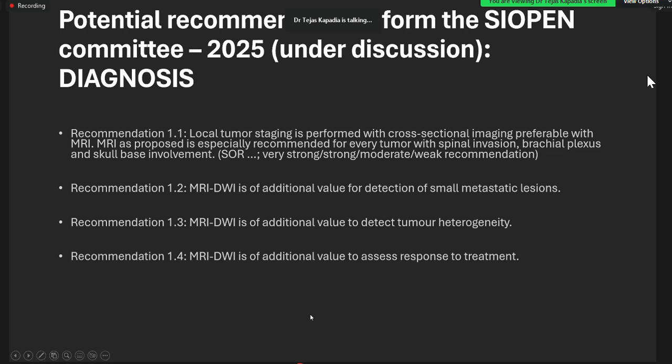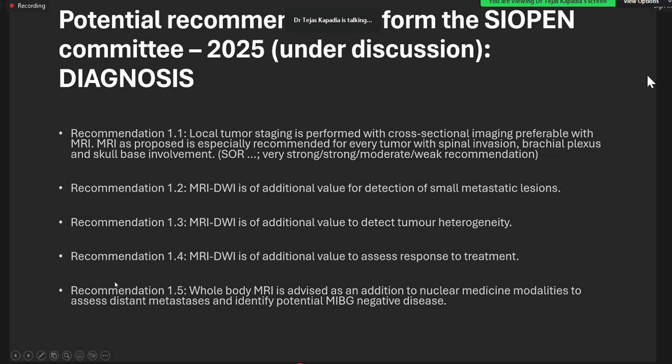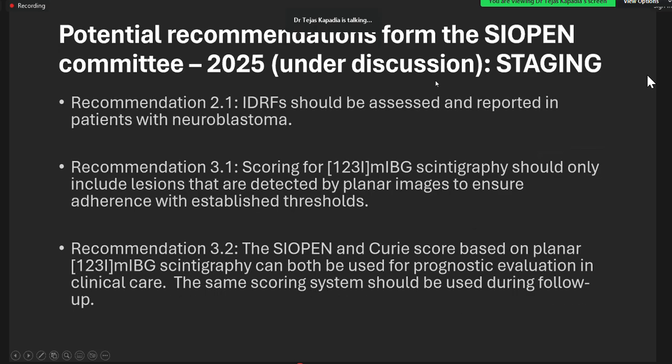So pediatric abdominal tumors may not necessarily follow the RECIST guidelines to the T, and these imaging biomarkers are very helpful in those situations. We are also going to recommend a whole body MRI along with MIBG, especially useful for the MIBG negative disease. The other recommendation is that image-defined risk factors should definitely be reported. There is a scoring system on MIBG, which is the SIOPEN scoring system that can be used, or the Curie system that can be used as well. But scoring should be performed for the nuclear medicine scans.